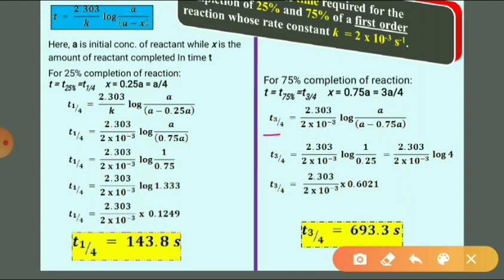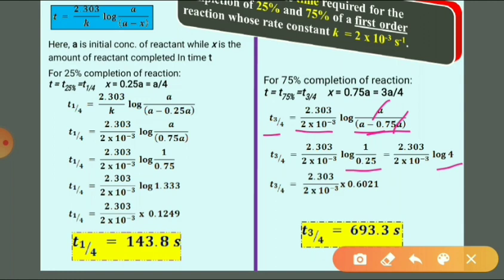Now here we have substituted the value of k, 2 into 10 to the power minus 3, into log a upon a minus 0.75a. Just substitute the value of x. Now if you solve this equation, you will get 0.25a, so a will get cancelled. We will get 1 upon 0.25, which is nothing but 4.